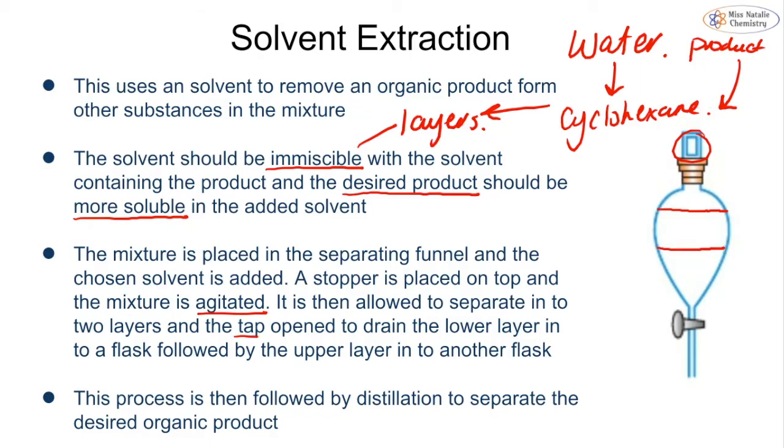And then we can open the tap and we can drain out the lower layer. And then we allow this line here to come down to the tap. Then we close it, and then we drain the upper layer into a different flask, so that we then have our two different solvent layers in two different beakers. And then whichever one we need, we discard the other one, and the one that has our product undergoes distillation to get that exact desired organic product.